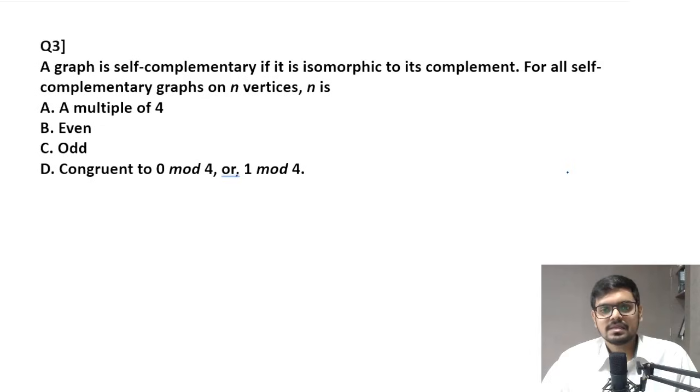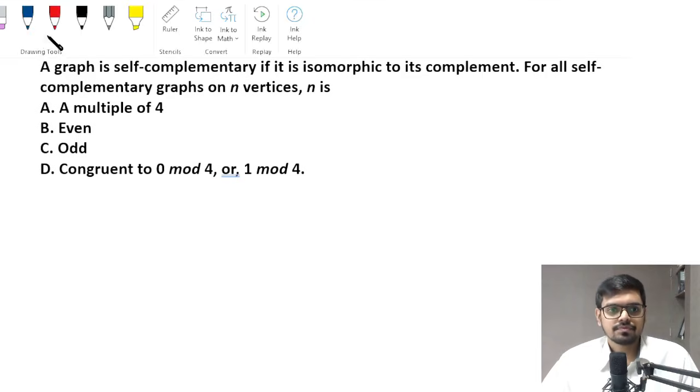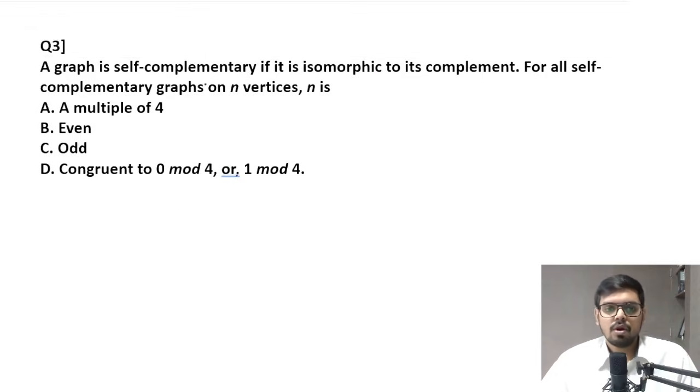A graph is self-complementary if it is isomorphic to its complement. They are giving the definition of self-complementary. So for all self-complementary graphs on n vertices, n is what? We have 4 options. Tried? I know a lot of students are like, obviously a multiple of 4. Wrong. That was the trap.